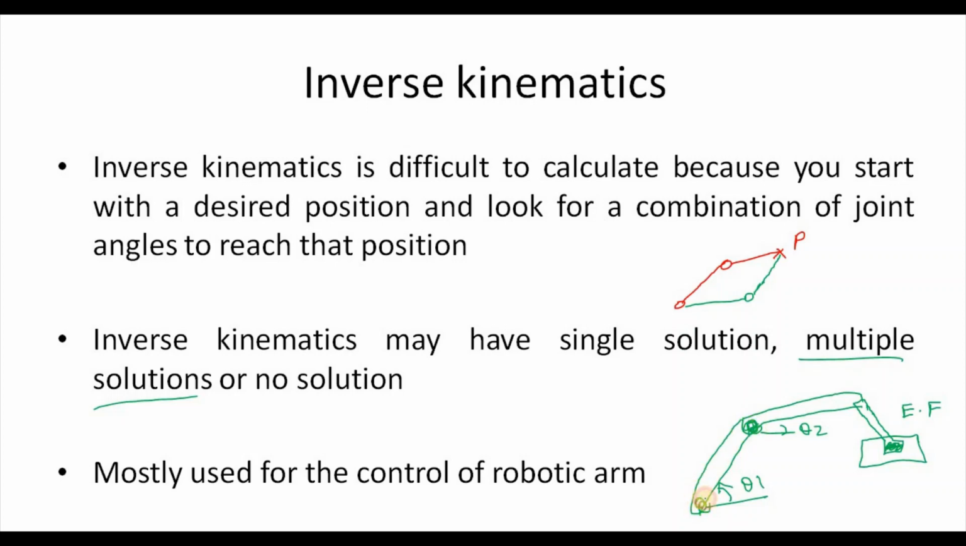So what you need to do is control the motors that in turn control these angles theta 1 and theta 2, which finally controls the position P, X, Y, Z of the end effector of this robotic arm.